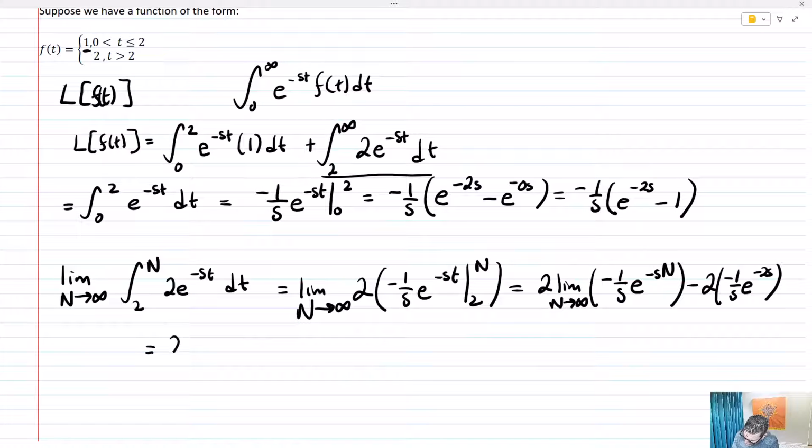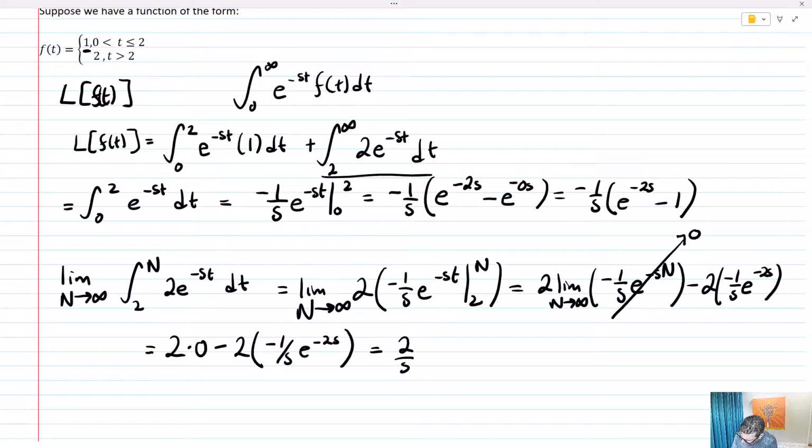Now the limit as n goes to infinity of this term is going to get very small, so it goes to 0. And so that's 2 times 0 minus 2 times negative 1 over s e to the negative 2s, which in fact is 2 over s e to the negative 2s.